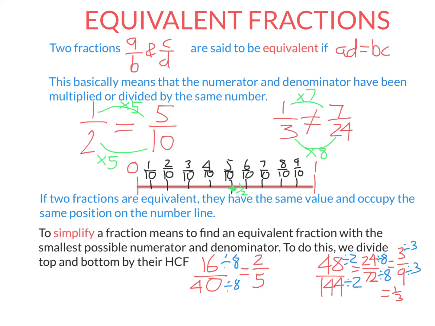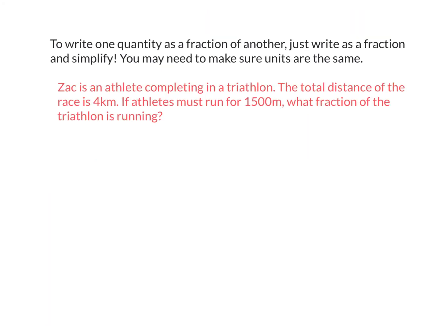All right, let's now look at writing one quantity as a fraction of another. So let's look at this question, where we have to write one quantity as a fraction of another. We just write the 'out of' as a fraction and simplify. And we need to make sure units are the same. So let's look at this. Zach is an athlete competing in a triathlon. The total distance of the triathlon is 4 kilometers, and he must run 1,500 meters. What fraction of the triathlon is running?